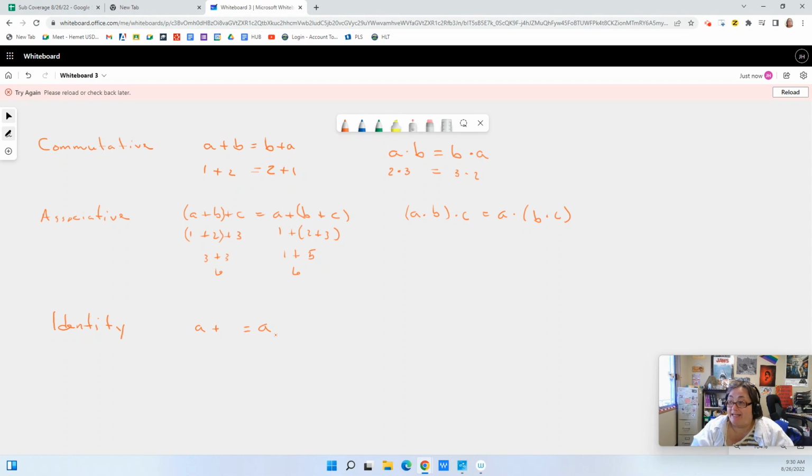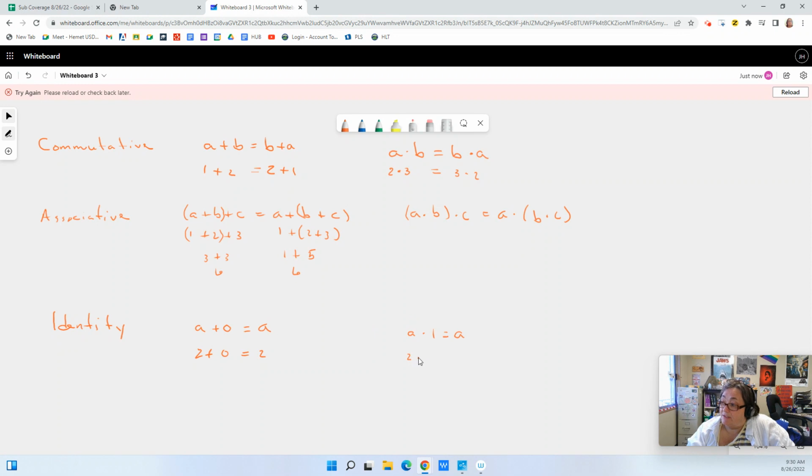What would I add to A to get A back? If it helps to think of it in terms of numbers, what would I add to 2 that would equal 2? Exactly, 0, right? So the identity property with addition is just adding 0, because that's what gives it back to you. What about in terms of multiplication? What would I multiply times A to get A back? 1. Perfect. And so that's all the identity properties are.